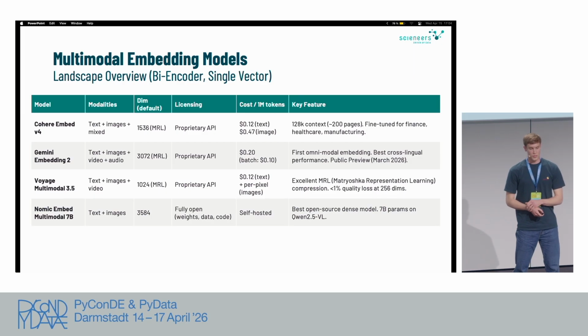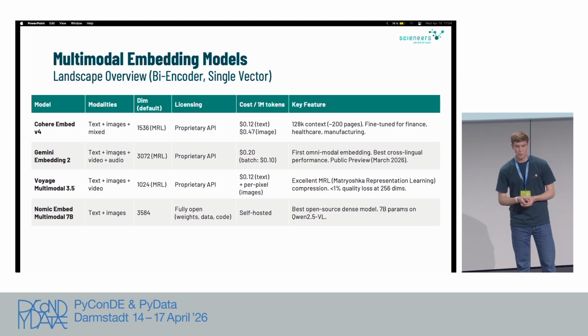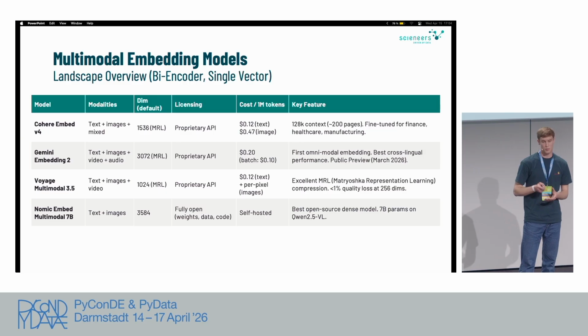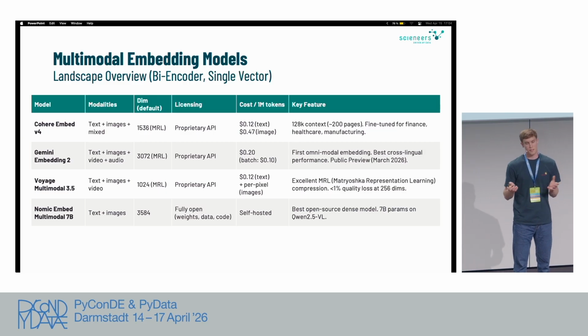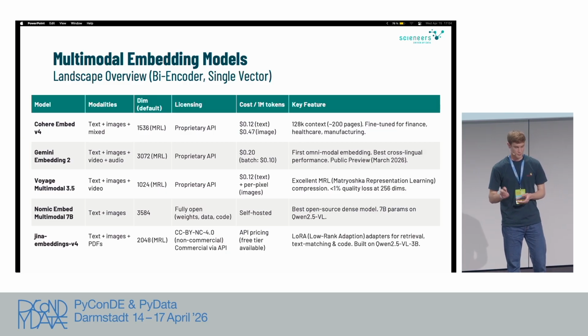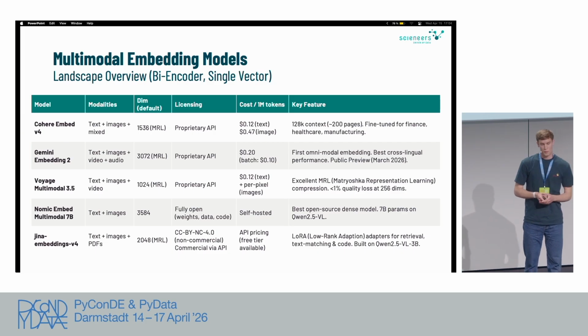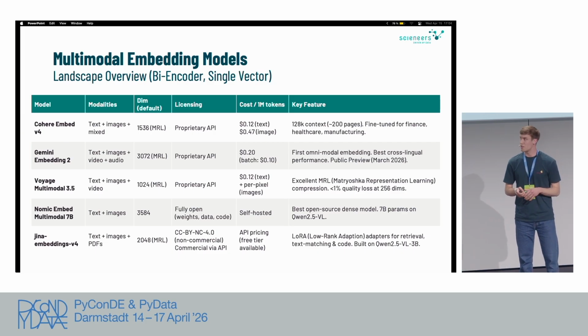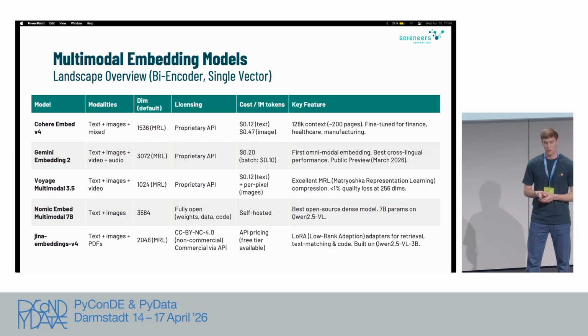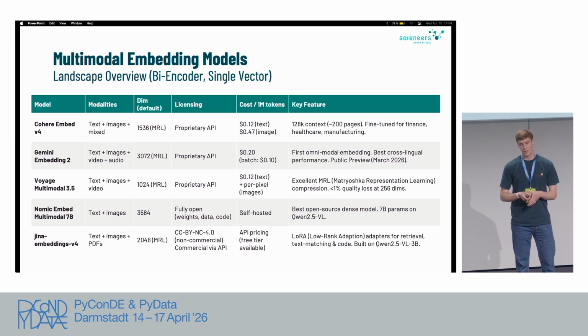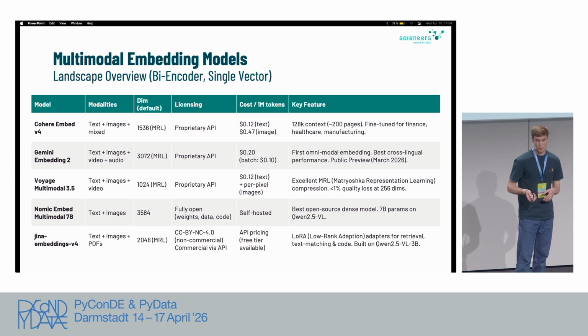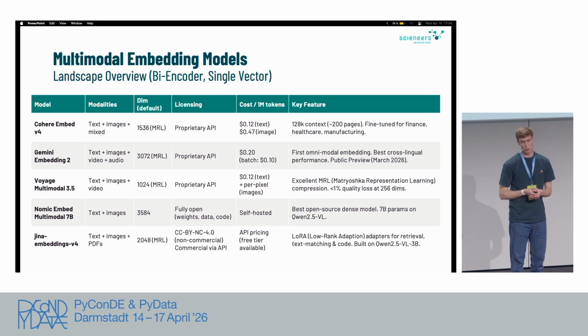Then there's also an open source model called Nomic Embed Multimodal 7B, which is built upon the Qwen 2.5 vision language model, and it's fully open, so the weights, the data, as well as the code. And there's Jina Embeddings version 4, which is also an open source model. However, in a self-hosted variant, it can only be used in non-commercial settings. Otherwise, you need to go via their API. But they also report excellent retrieval quality, and they have LoRA, low-rank adaptation, adapters for certain areas.